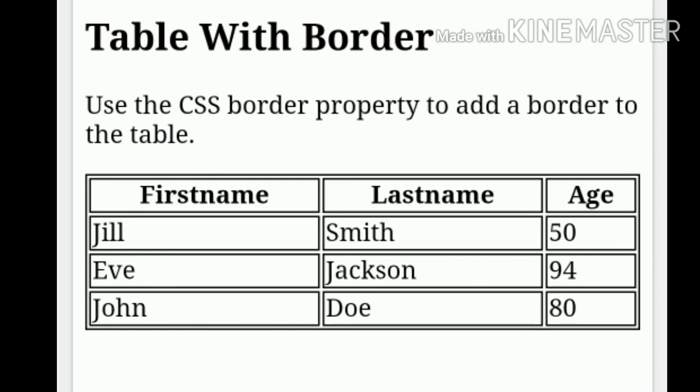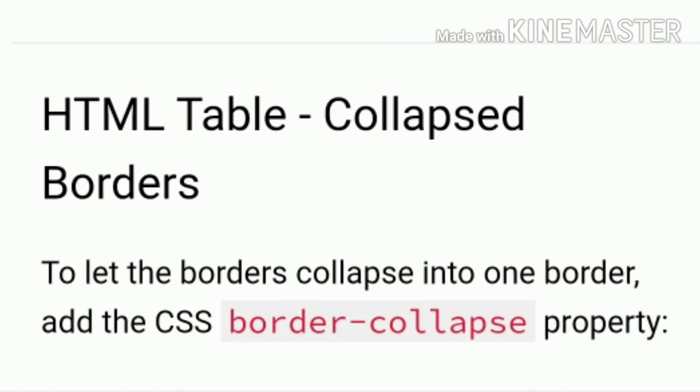After then you can open another tr tag. After then you can go for a td, John, closing of td tag. After then you can open another td tag, Doe, closing of td tag. After then you can open another td tag, 80, closing of td. After then closing of tr tag.